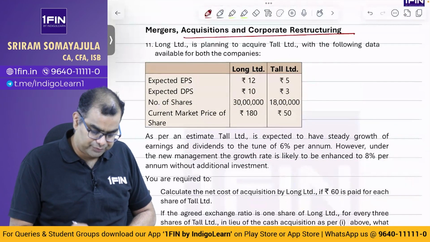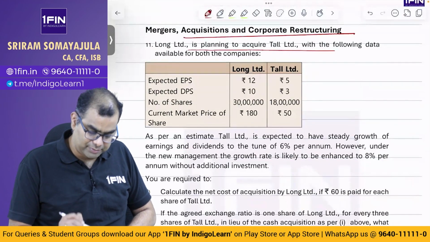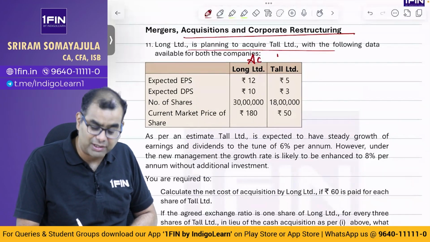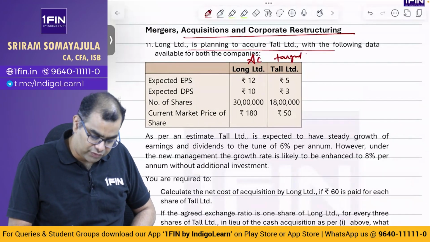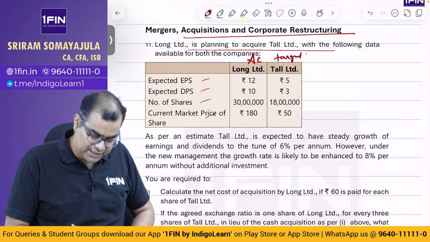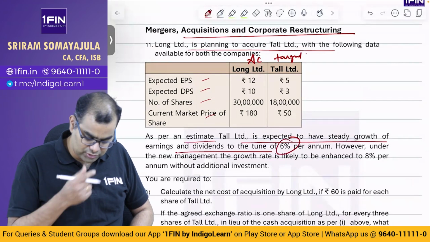This is an M&A question. Long Limited is planning to acquire Tall Limited. Okay. This is the acquirer. This is the target. I told you multiple times, write like this. With the following data available for the companies: expected EPS, expected DPS, number of shares, current market price of the share. As per an estimate, Tall Limited is expected to have steady growth of earnings and dividends to the tune of 6% per annum. Okay, the target is going to grow at 6%.